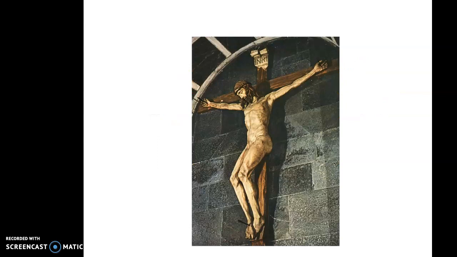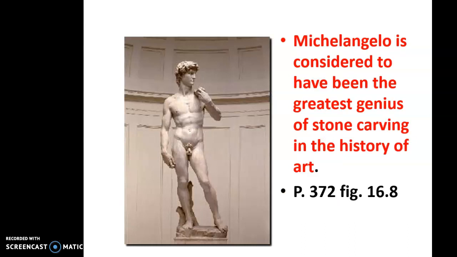This is actually an example of a carved sculpture in wood, but was actually gone back over and painted. So something that would be kind of traditional and some of the things that you would see as far as sculptures hanging in churches and cathedrals. Now, Michelangelo is considered to have been the greatest genius of stone carving in the history of art. Page 372, figure 16.8, you will see this particular sculpture, which is his most famous, and this is the David.